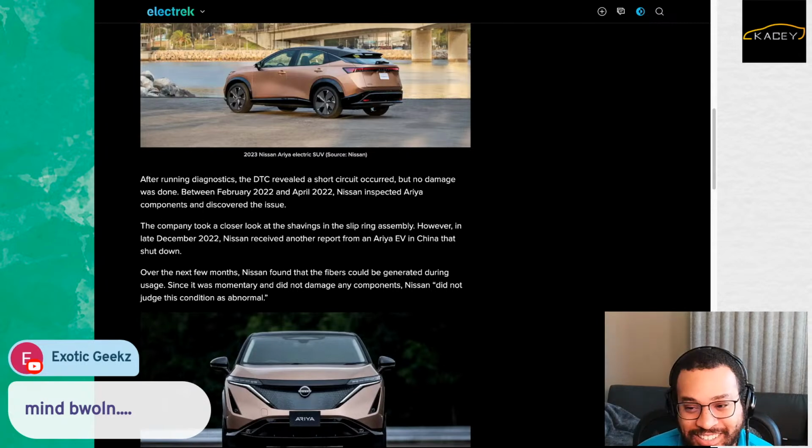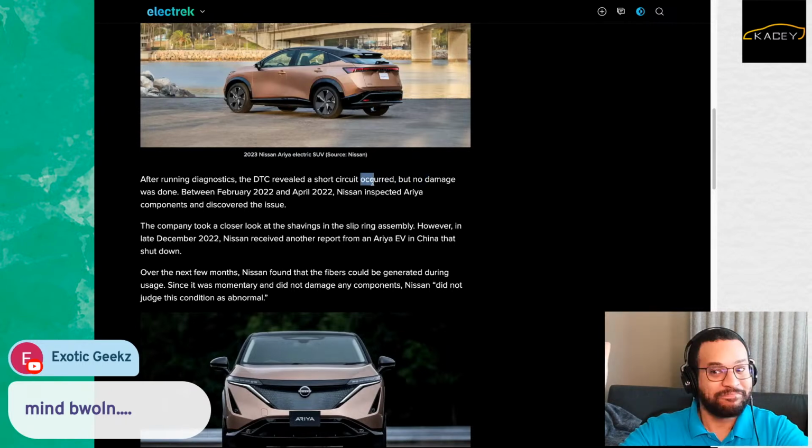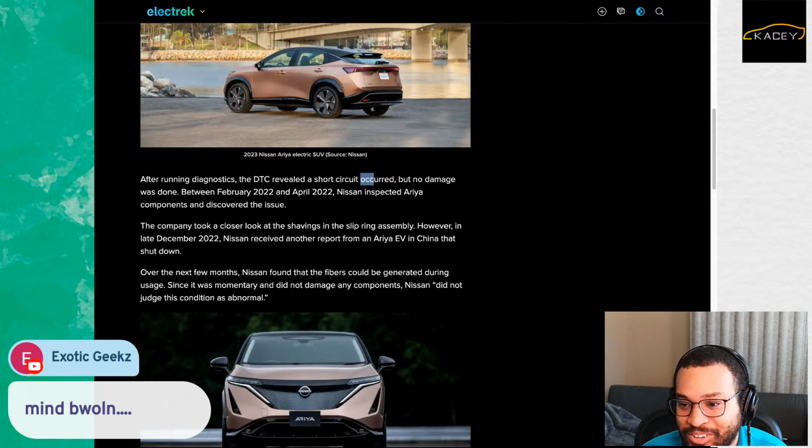After running diagnostics, the diagnostic trouble code revealed a short circuit occurred. That means stop everything and figure out what's going on. Short circuit, not good, even if it's transient. But no damage was done. That's a blessing that no damage was done.